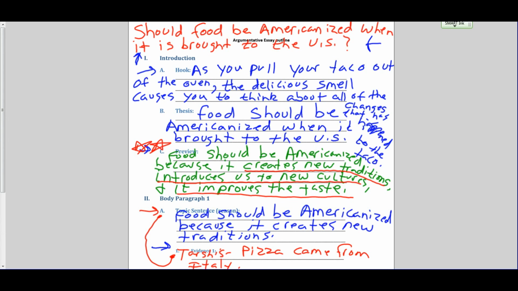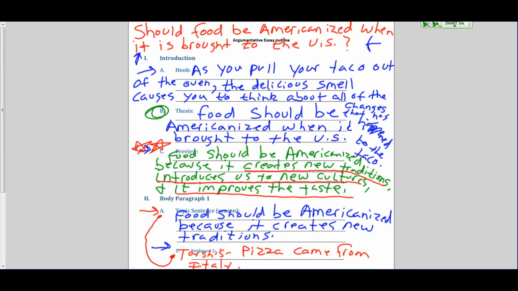Remember, you can use your interactive notebook during our test next week. We had about six conclusion starters. You can pick any of them that you want. And I'm going to use "As you can see." And then I'm going to go back to my thesis here.